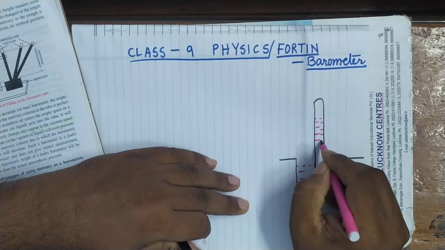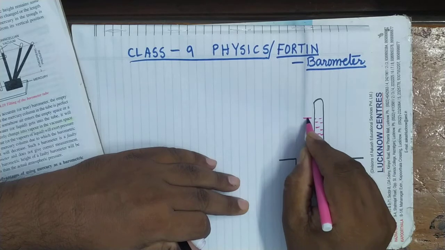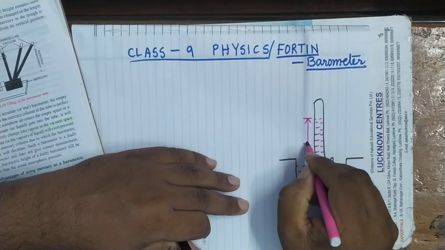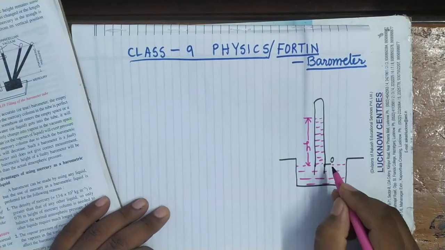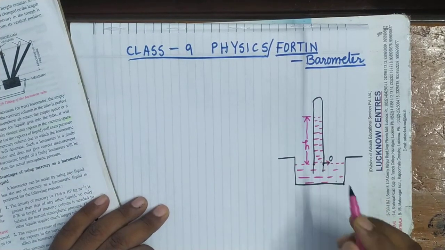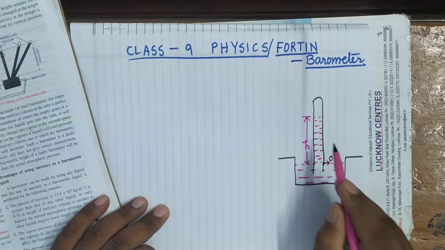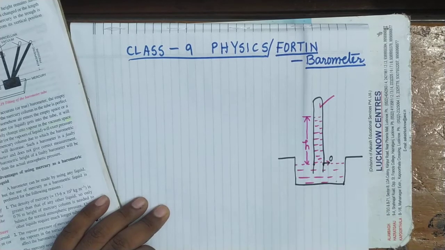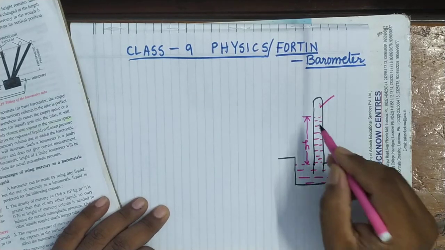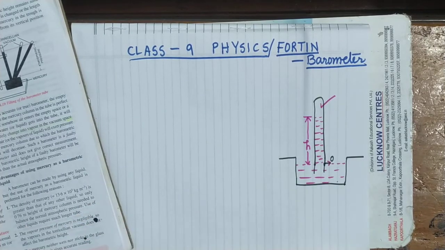What will be the barometric atmospheric pressure? It will be corresponding to this height. It's clear? So directly you can read the height from here, because the zero mark on this tube is coinciding with the free surface of mercury in the trough, and therefore you can directly record the pressure. But suppose what happens?